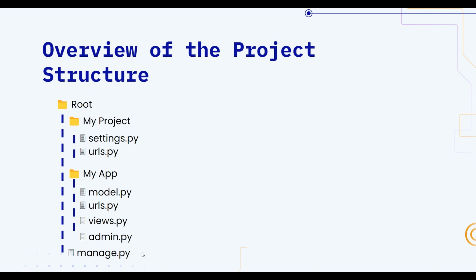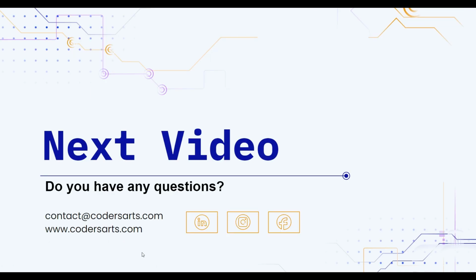So this is how to set up the entire Django project, and in the next tutorial we are going to cover how to set up user authentication and how we can allow users to log in, log out, register, etc. So this is the end of this video.